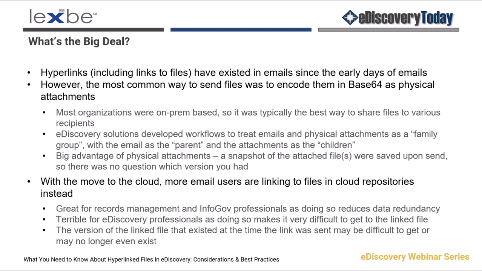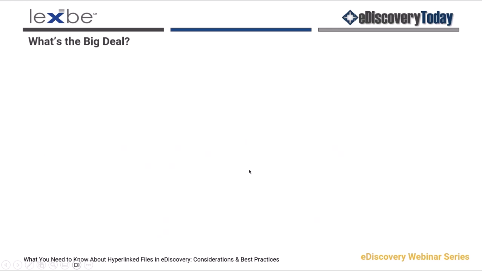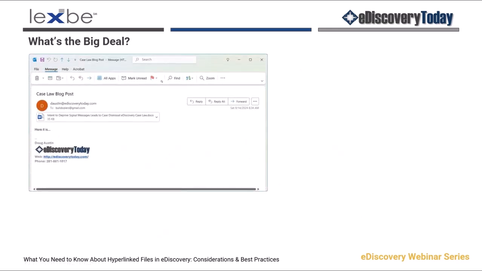It may be difficult to even get to the file at all if it's been deleted or if access rights to it have been revoked. The file no longer being embedded in the email makes discovery of that file much more difficult at best and downright impossible at worst. So here's an illustration of the difference.